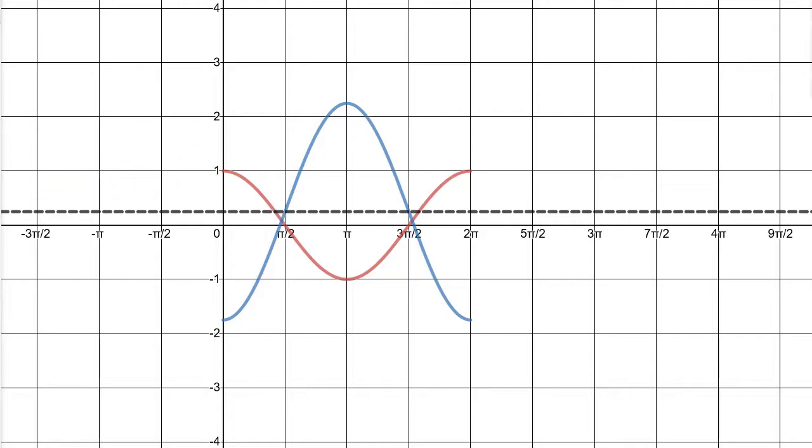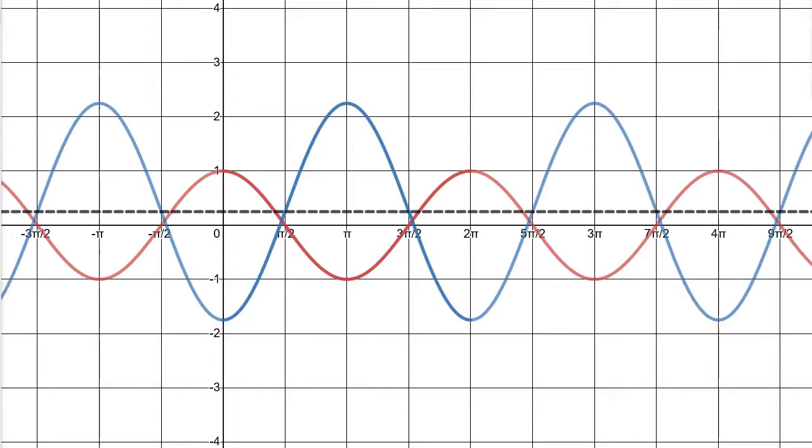And so now in complete view, this is our complete cosine of x. And in complete view, this is our complete -2 cosine of x plus 1/4.